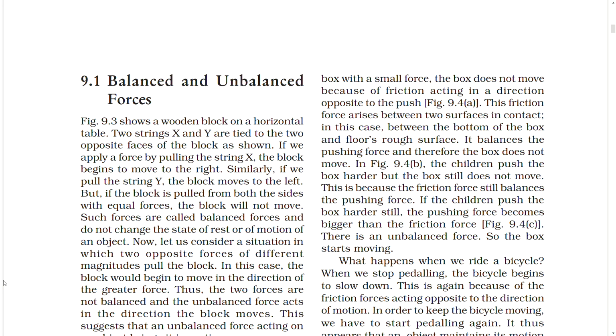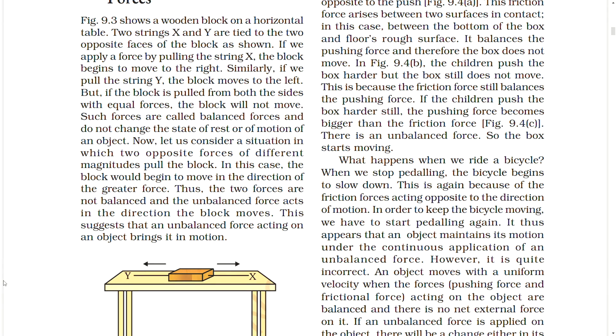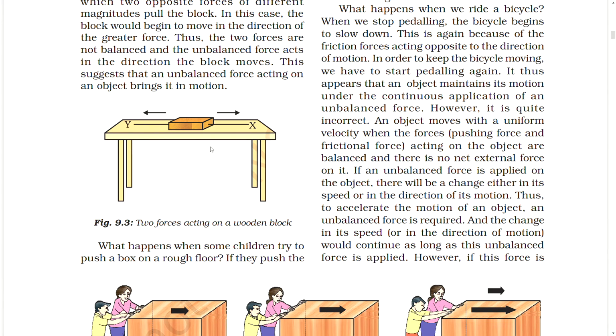Now let us consider a situation in which two opposite forces of different magnitude pull the block. In this case, the block would begin to move in the direction of the greater force. Thus, the two forces are not balanced and the unbalanced force acts in the direction the block moves. This suggests that an unbalanced force acting on an object brings it in motion. Figure: two forces X and Y acting on a wooden block.